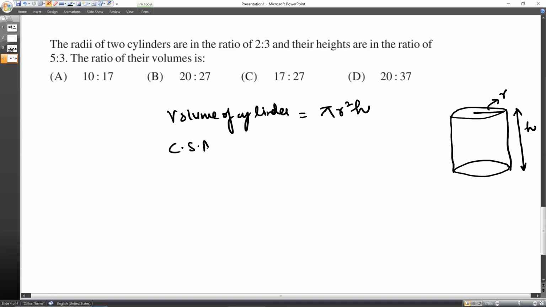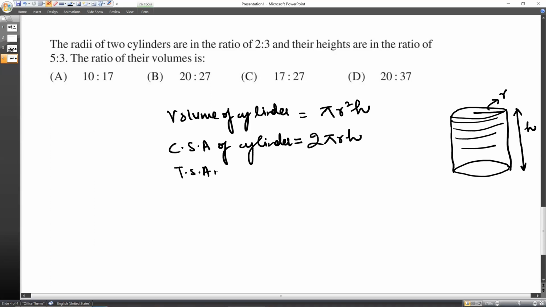The curved surface area of a cylinder, meaning only the curved part, has the formula 2 pi r h, and the total surface area of the cylinder is 2 pi r (h plus r). Okay, so these are the volume, the total surface area and the curved surface area of cylinders.